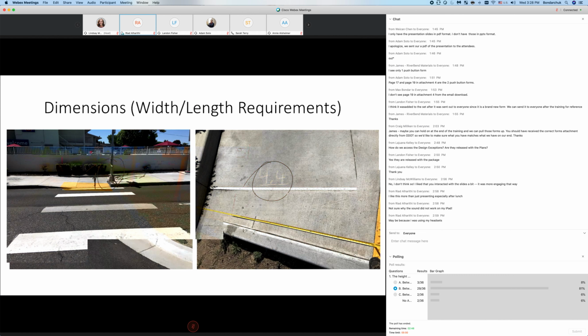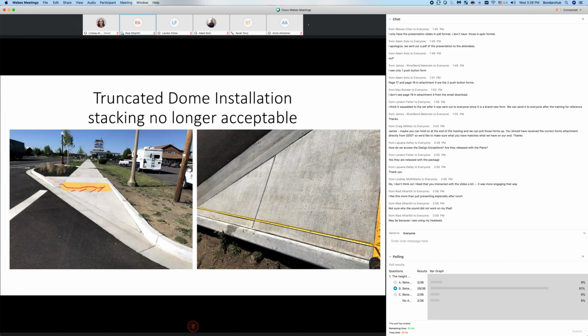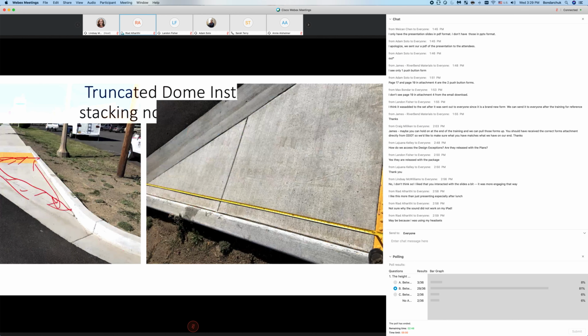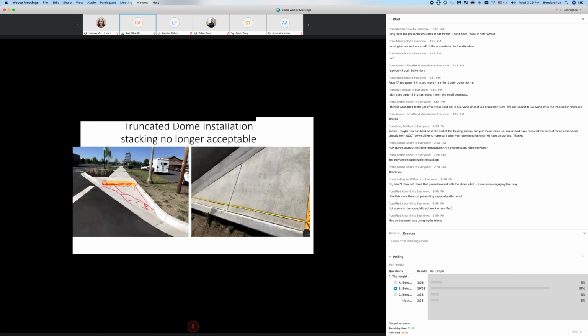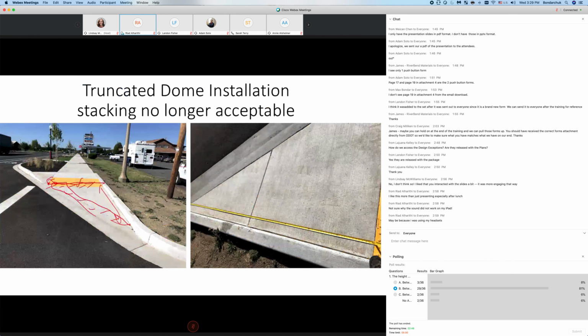Truncated dome installation is a typical common reason for failure. The first one, stacking, is not acceptable anymore. These should be straight all the way from here. If this is more than 5 feet, then these need to be lined up this way per the standard drawing. And obviously here it is 12 feet, so this installation is not acceptable anymore. Removing this and making it radial linear in this direction, the truncated dome would work better.